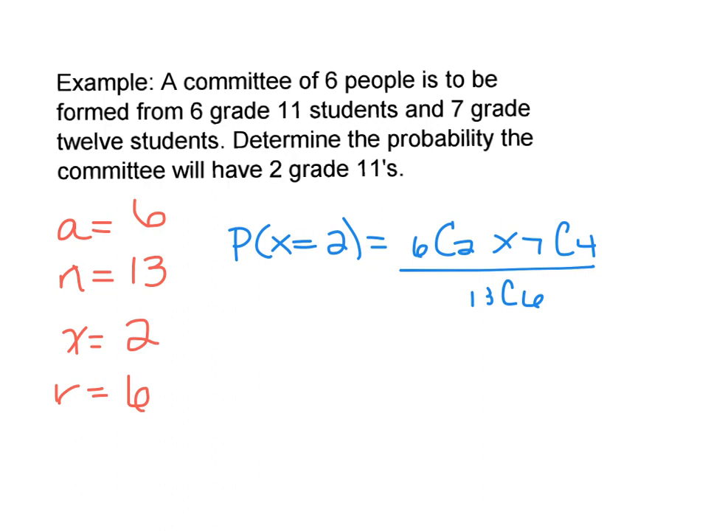So if we were to plug that into our calculator, then we would get 0.31, which means there's a 31% chance that if you were to randomly select a committee out of the 6 grade 11 and 7 grade 12 students, there's a 31% chance that you would get exactly 2 grade 11s on the committee.